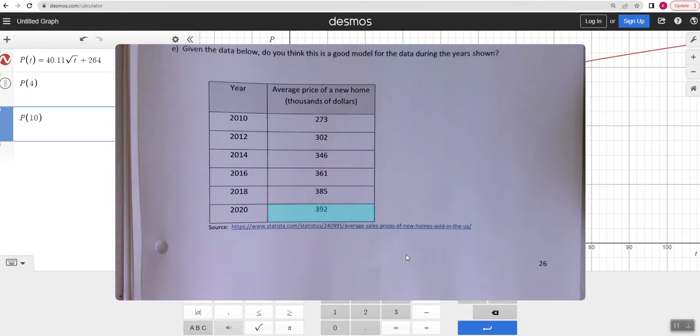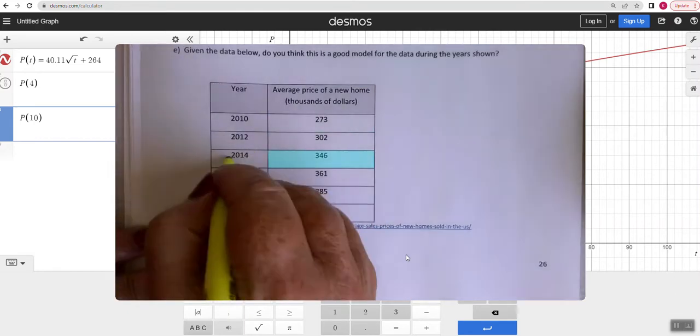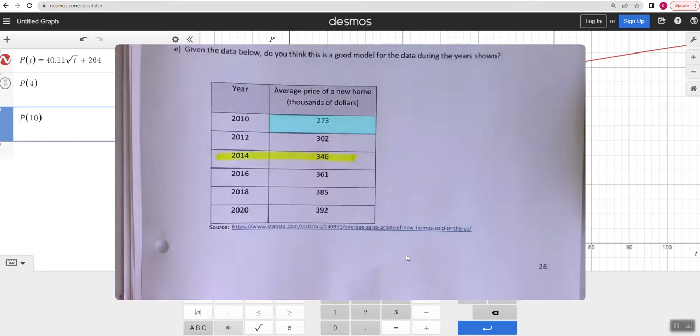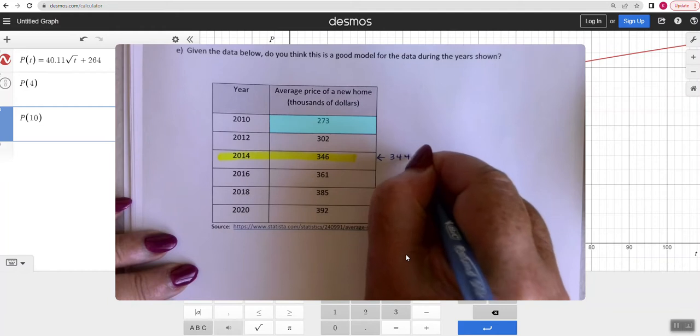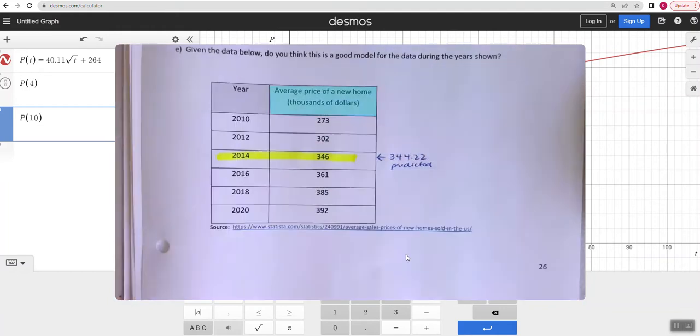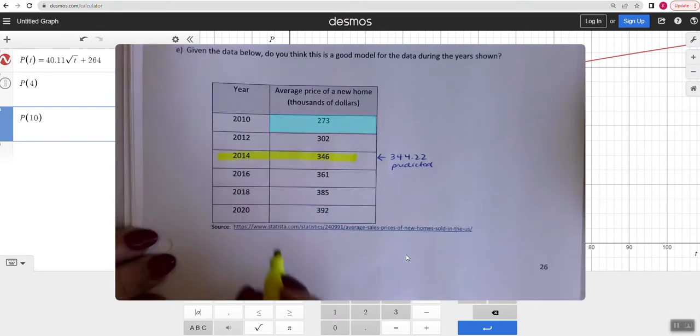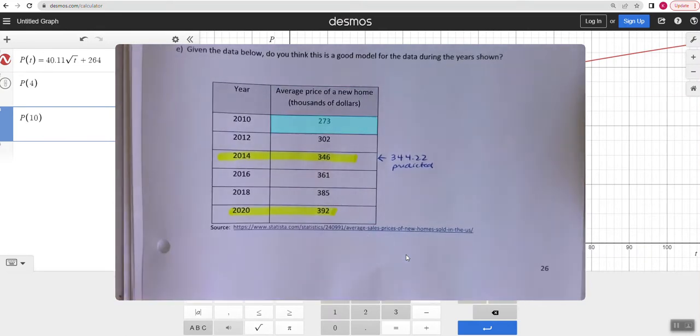So we can do a couple things. First of all, we could check out the values that we already have, right? We had predicted in 2014, our prediction was 344.22. That's pretty close. I think my model's working out reasonably well at that point. And we also predicted 2020. We predicted 390.84.